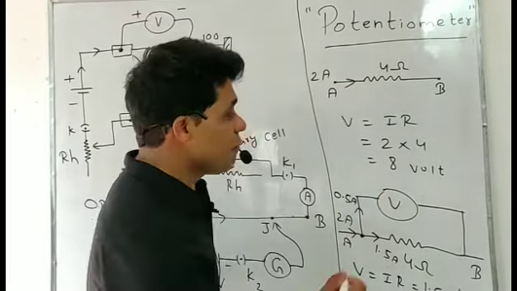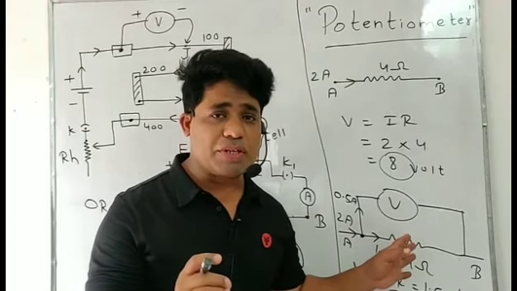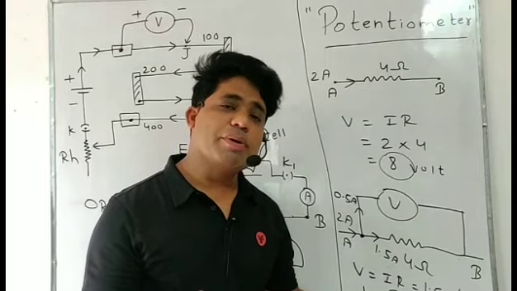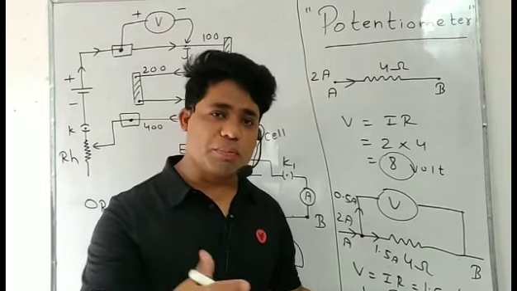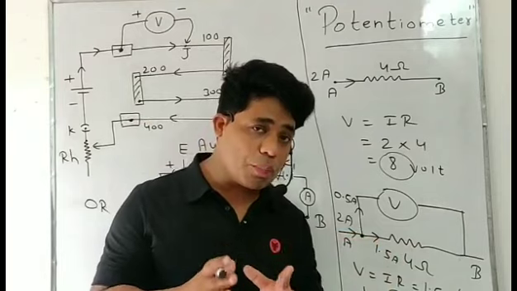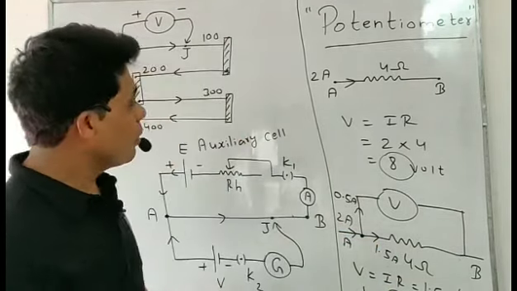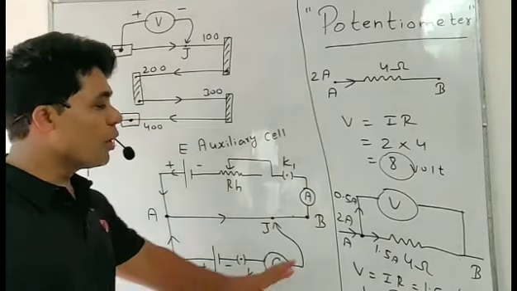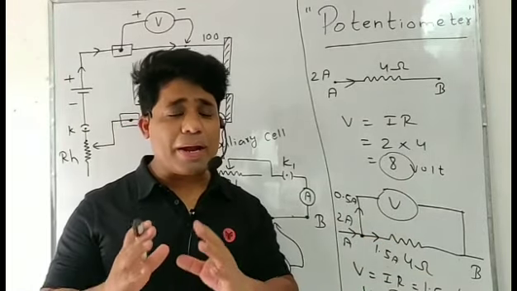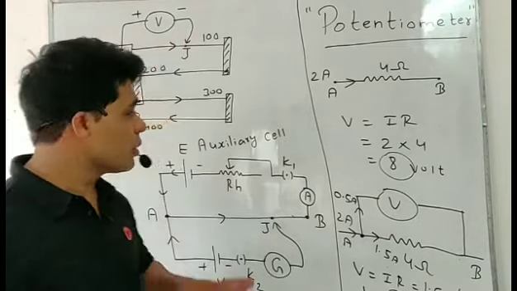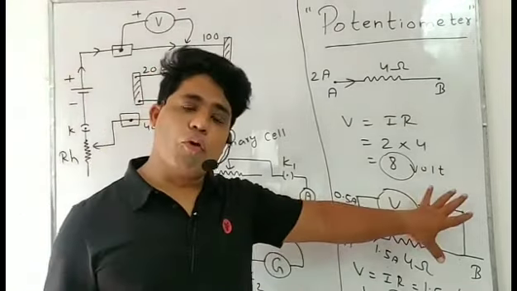It means the voltmeter will not give the accurate potential difference. It will give an approximate value, like 6 volt, maybe 6.5, maybe 5.9, something. But the voltmeter cannot measure the accurate potential difference. That's why we prefer the potentiometer over the voltmeter. So which is the better device for measuring potential difference between 2 points? Obviously, it is the potentiometer. That's why we prefer the potentiometer over the voltmeter.